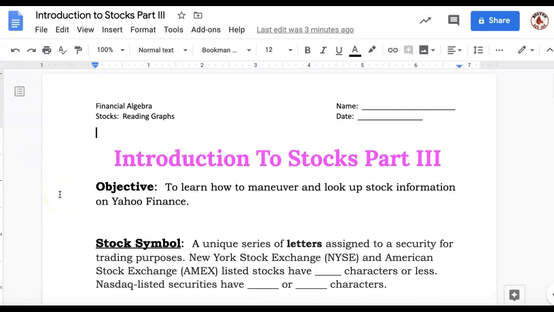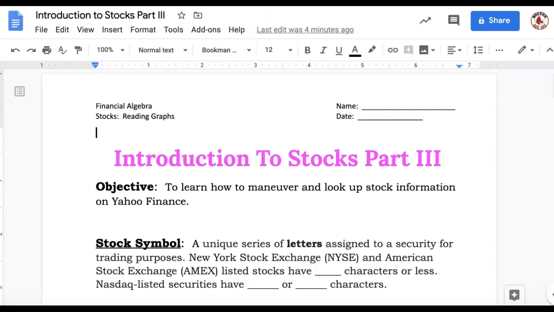so here is where it starts to get fun. We're going to actually get on the Yahoo Finance website and actually watch stocks go up and down, be interactive with them. We just need to know a couple more things. So there's a little bit of notes and a little bit of introduction here to the actual website. You have this file open, right, and it says the objective is to learn how to maneuver and look up stock information on Yahoo Finance.